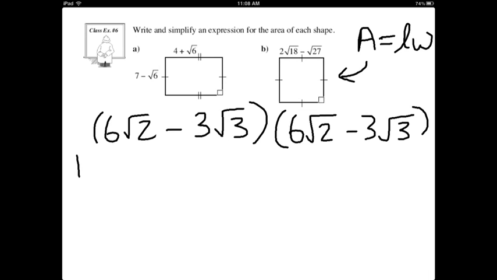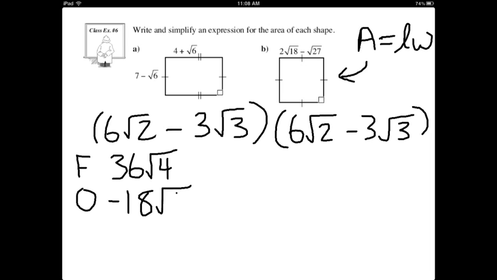Going through the various stages of FOIL, first off, you're going to have 6 root 2 times by 6 root 2. So that's going to be 36 root 4. I know 4 is a perfect square, we'll leave that one for now. On the outside, you have 6 root 2 times a negative 3 root 3. So that's going to be negative 18 root 6. On the inside, you're going to have negative 3 root 3 times by a 6 root 2. That's going to give you negative 18 root 6.